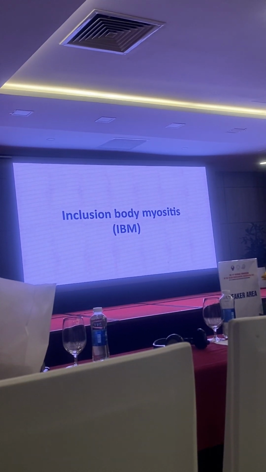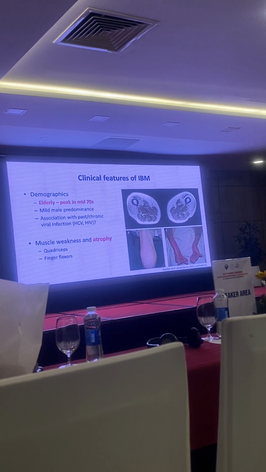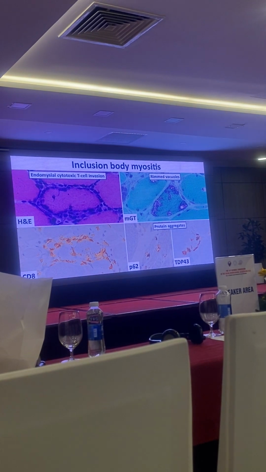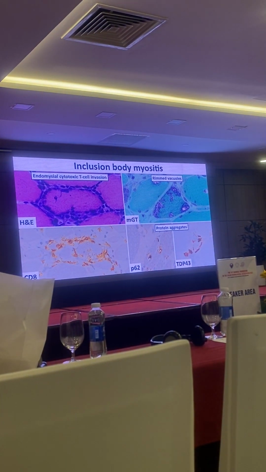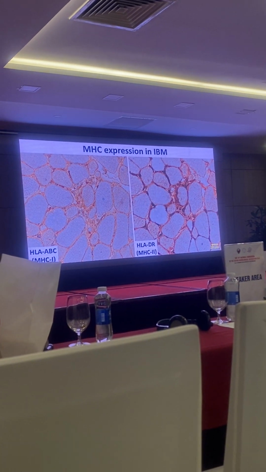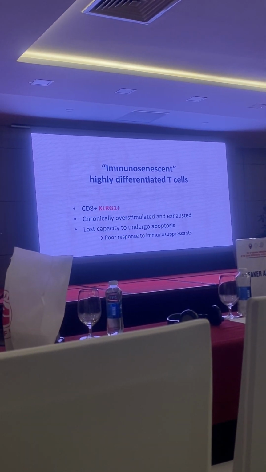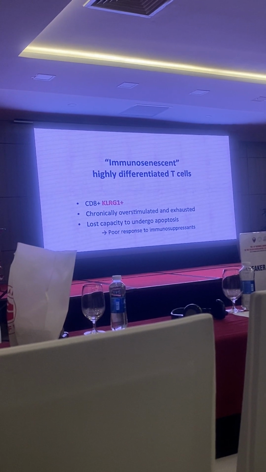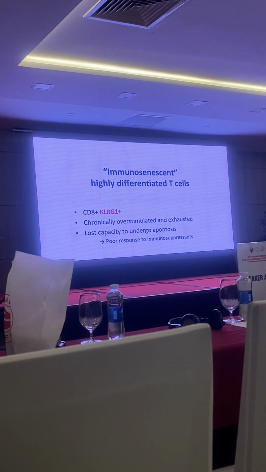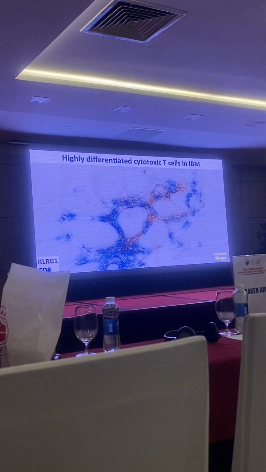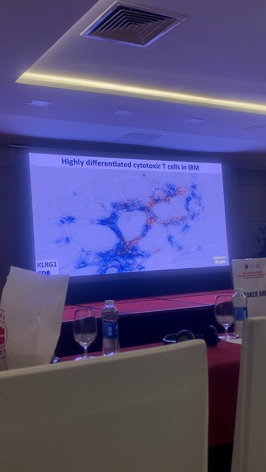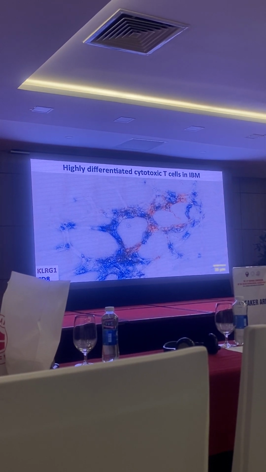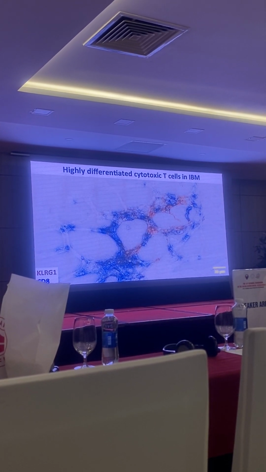Finally, I don't have time for inclusion body myositis, but this is a disease of the elderly like this, okay? And the definition of the pathology is like this: endomysial cytotoxic T cell invasion and rimmed vacuoles. Okay, and I'll skip this. And finally, this is the most recent concept. These invading T cells are known to be positive for KLRG1. This is a marker of highly differentiated T cells. And as you can see, they express KLRG1.